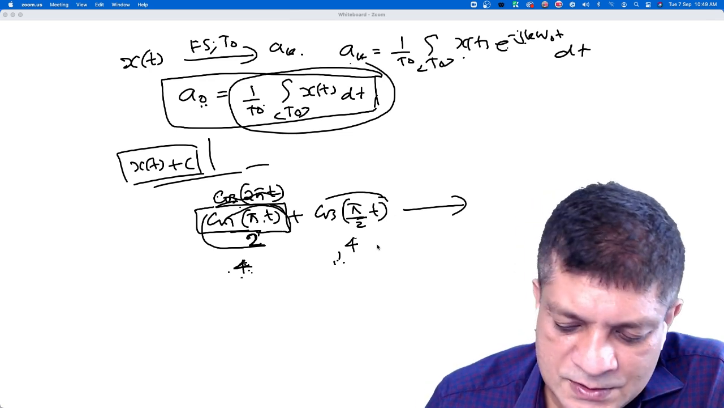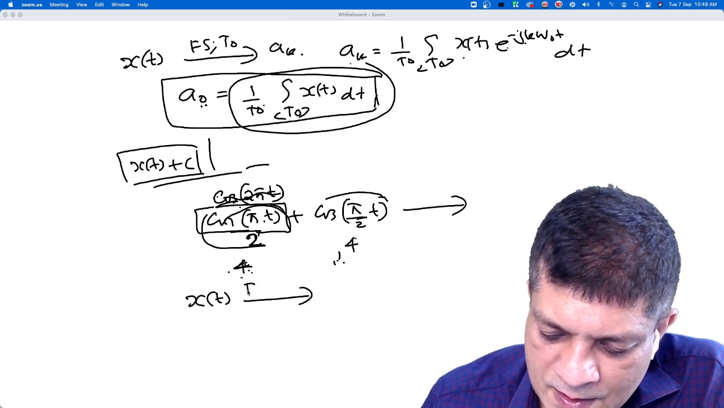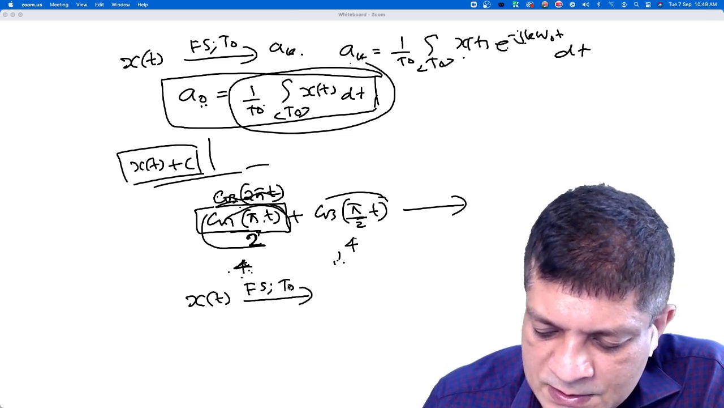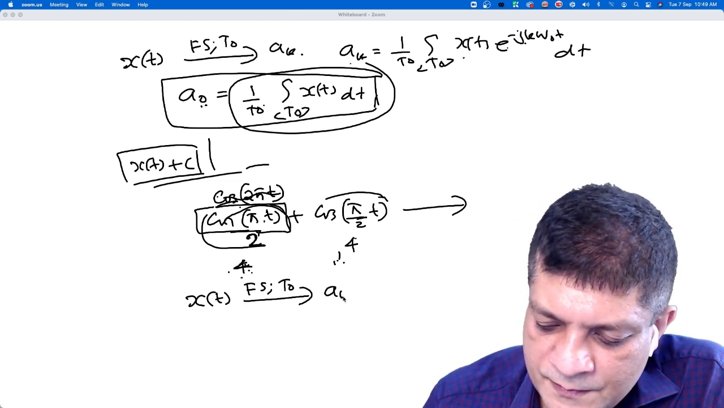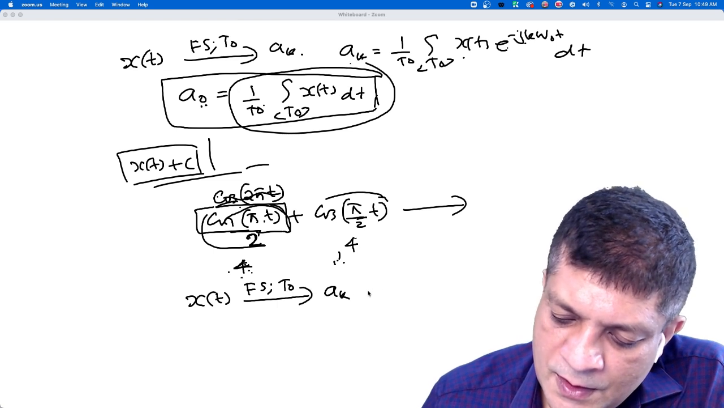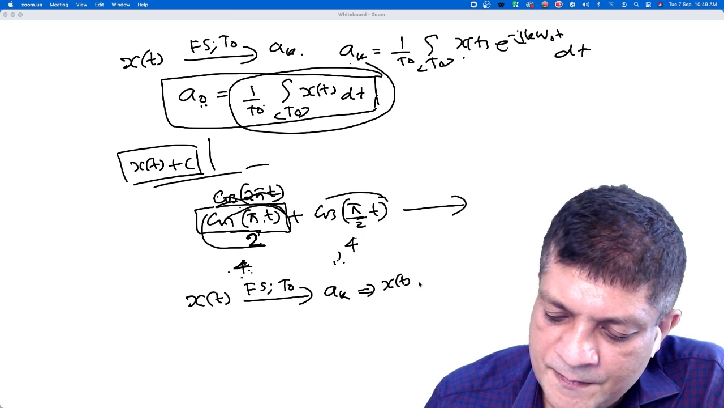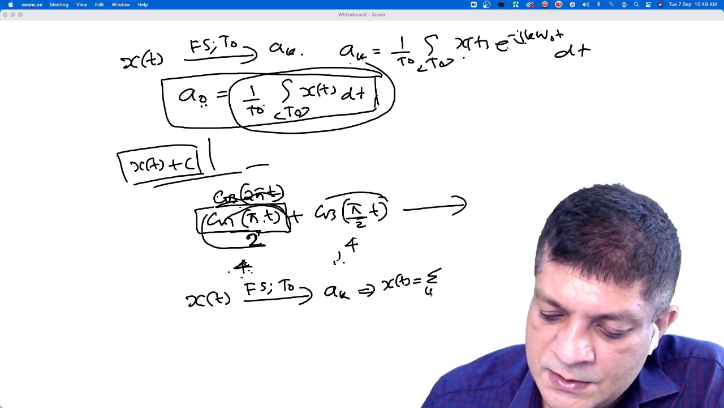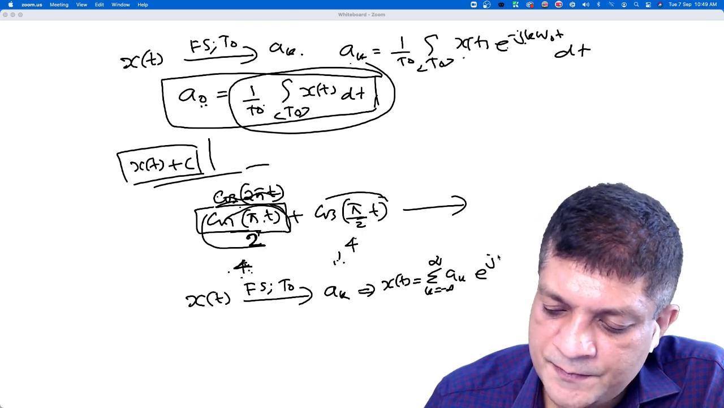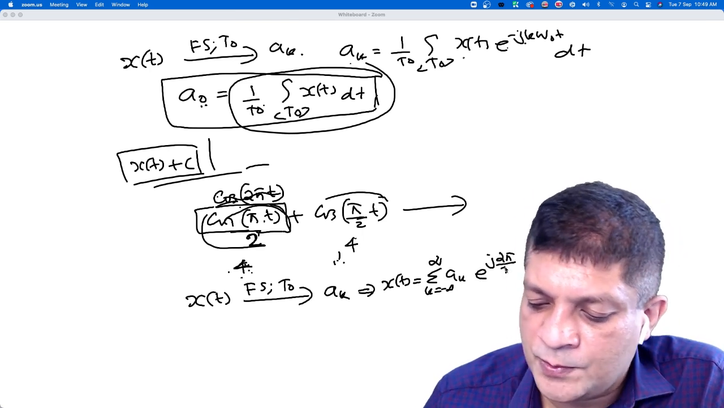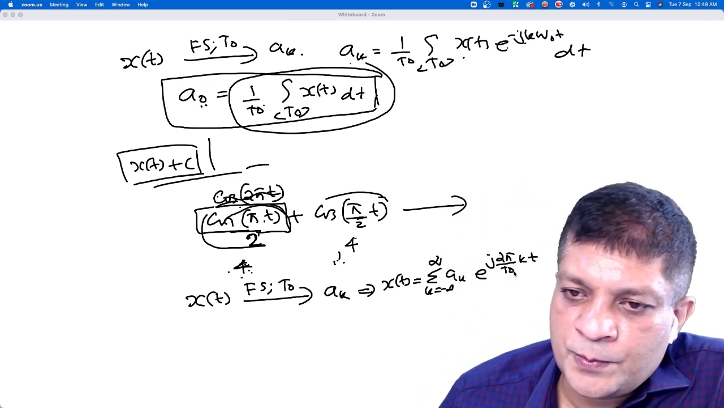So what I'm saying is, if we have a periodic signal x(t), and let's say its fundamental period is T naught, and its Fourier series coefficients are a_k, this implies that x(t) can be represented as summation over k of a_k e to the power j omega naught k t, where omega naught is 2 pi by T naught, isn't it?